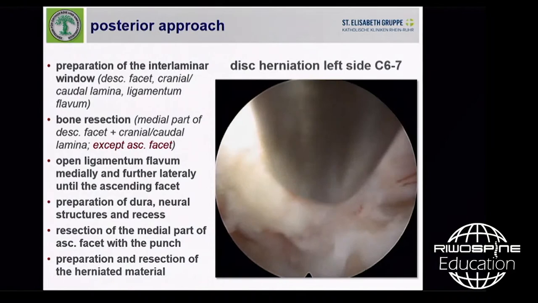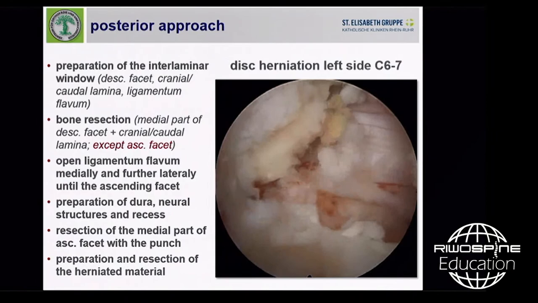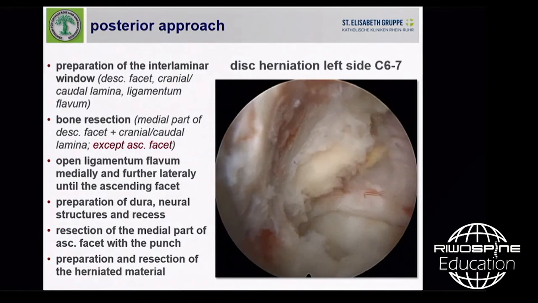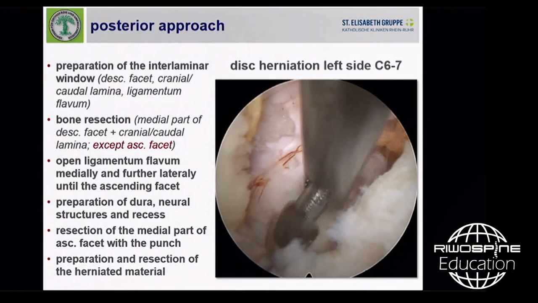And then we have to decompress the thin bone until we find all the other structures, that means the cervical nerve and the herniation. See the cervical nerve here, see the herniation, lateral margin of the cervical myelon. And then resection of the herniation, here beginning of the cervical nerve, and then the resection of the herniation.